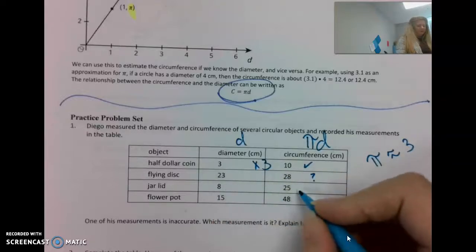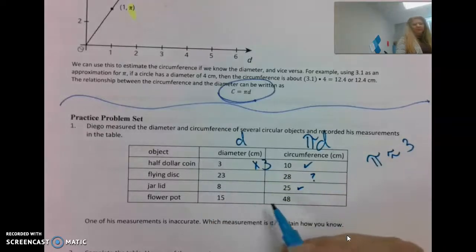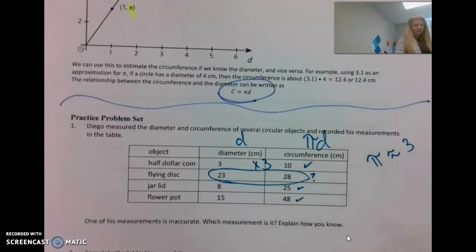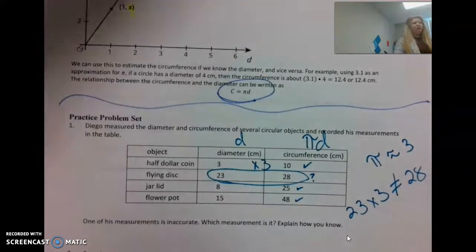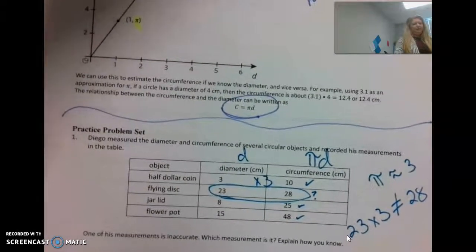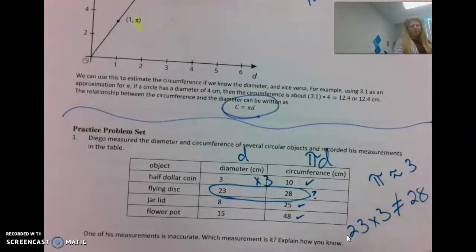That one I'm not sure. Well, 8 times 3 is 24, so that's a little more. That's pretty close. 15 times 3 is 45. That's pretty close. So this is the one that does not belong, because 23 times 3 is not even close to 28. Now, the reason we're not looking for exacts here is because pi is approximately 3.14 or approximately 22 over 7, and it's a little more than 3. So like 3 times 3 is 9, we'd want this to be more than 9, which it is, but not crazy more, not 900 or something like that.